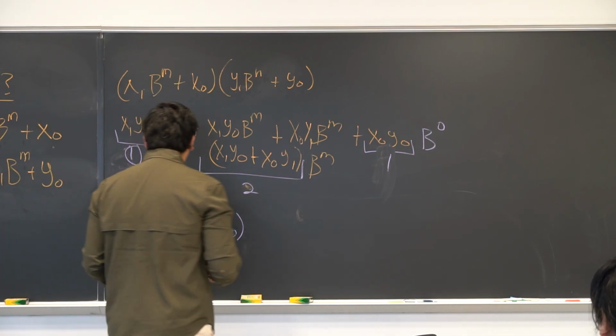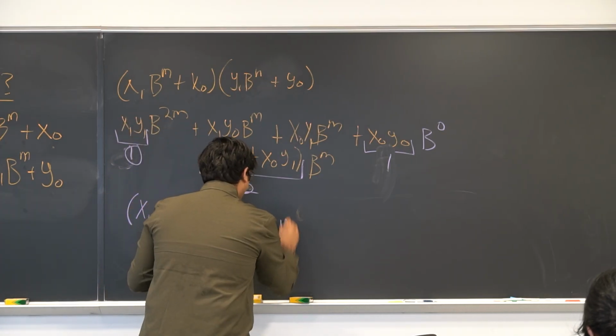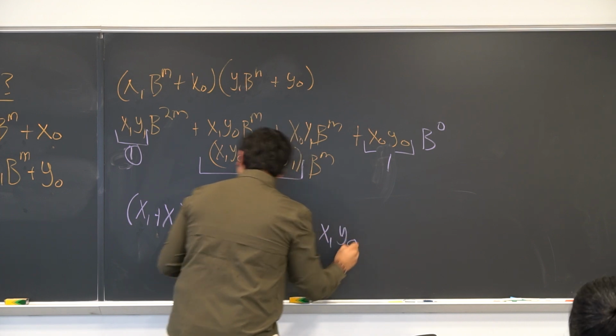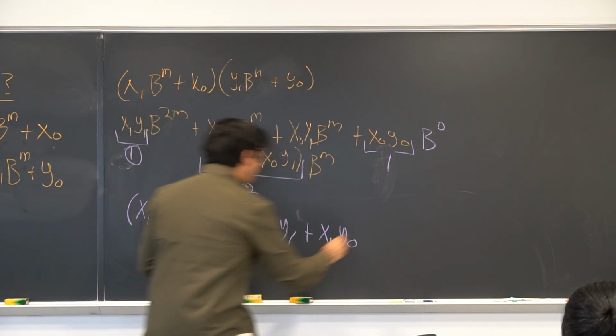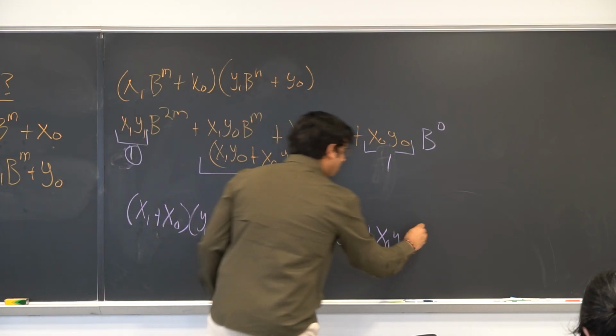And then I can subtract out. So this whole thing is equal to x1, y1, x1, y1, x1, y0, x0, y1, and then x0, y0.